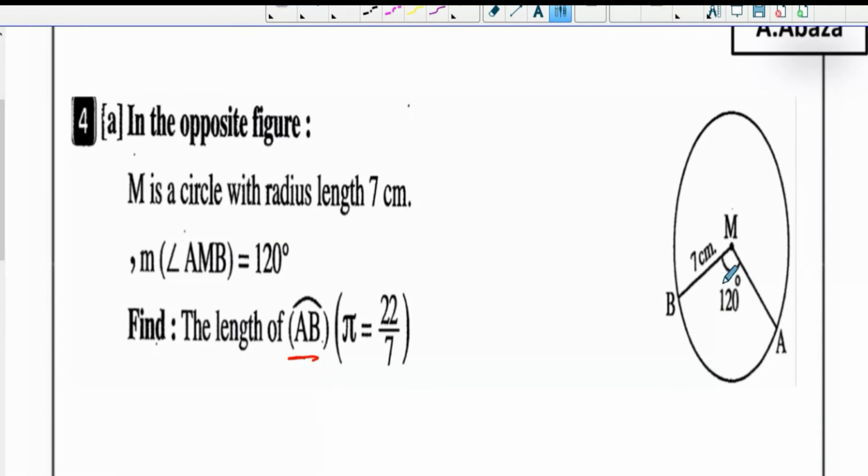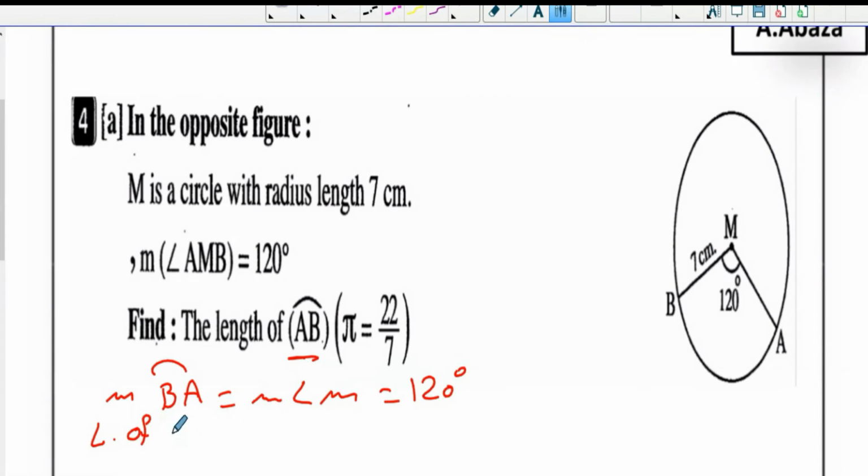Yes, it equals the measure of the central angle M. So the measure of the arc BA equals the measure of the angle M, which equals 120 degrees. Length of the arc BA equals what?